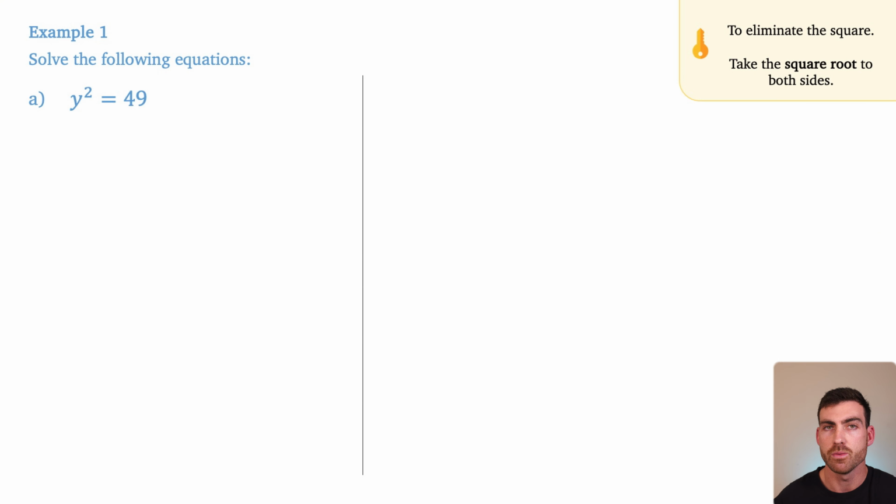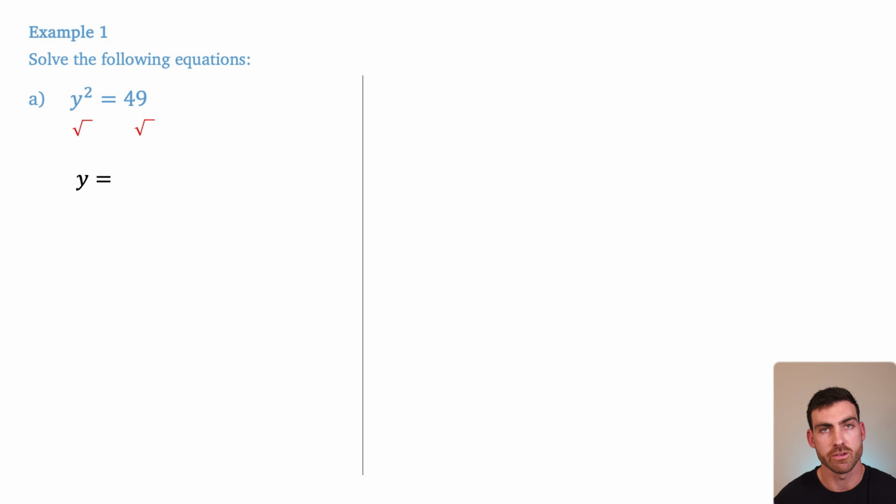To solve it, we use the inverse of squaring. We take the square root to both sides. On the left-hand side, the square and the square root cancel each other out, leaving y. On the right, the square root of 49 equals 7.